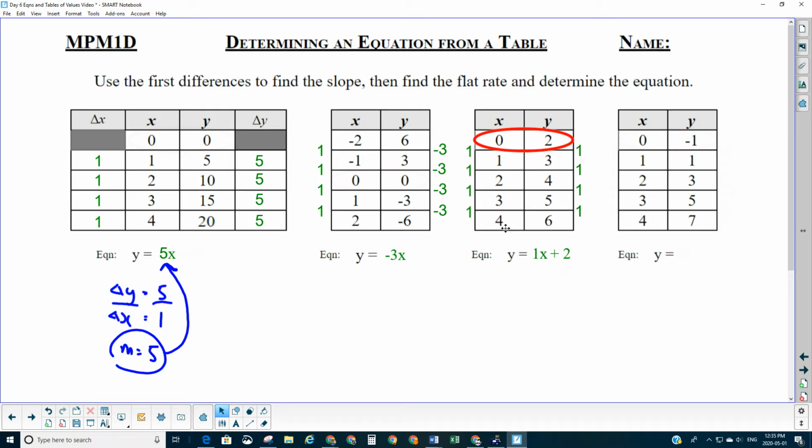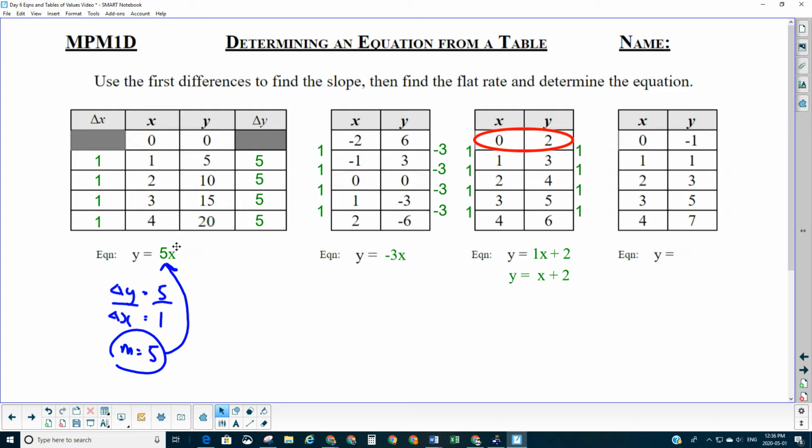Let's test this. Let's try 4 again. Plug in 4. 1 times 4 is 4, plus 2 is 6. So it's working. Now, you might just write this as y equals x plus 2, because if it's 1x, you don't necessarily need to write the 1. So it's curious about this initial value. How come it didn't pop up in the other ones?